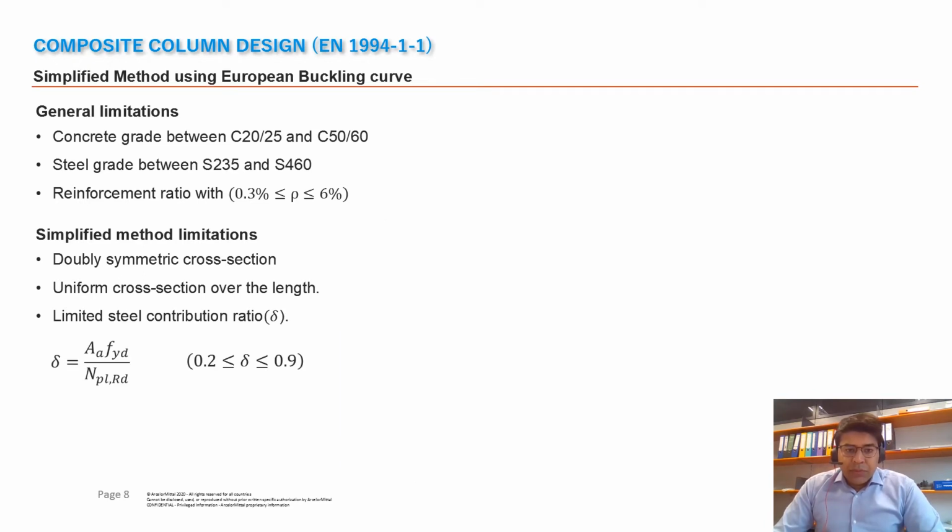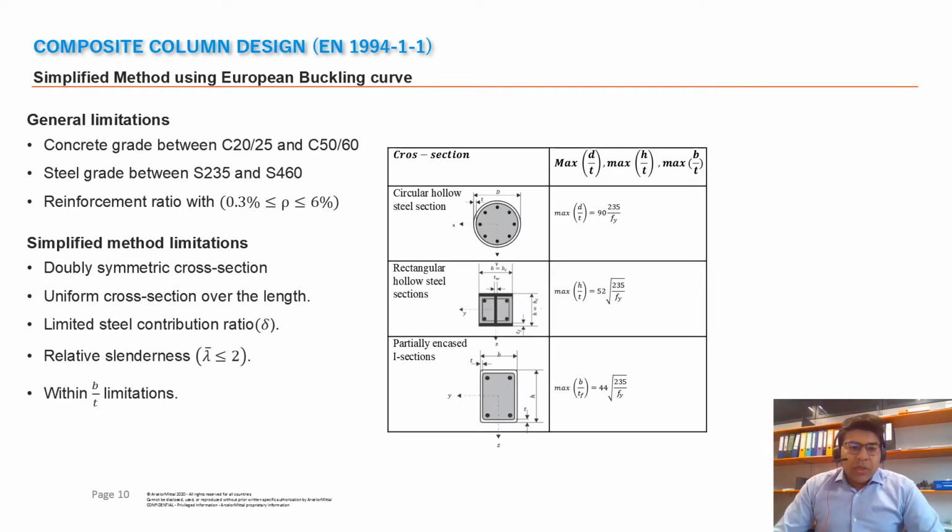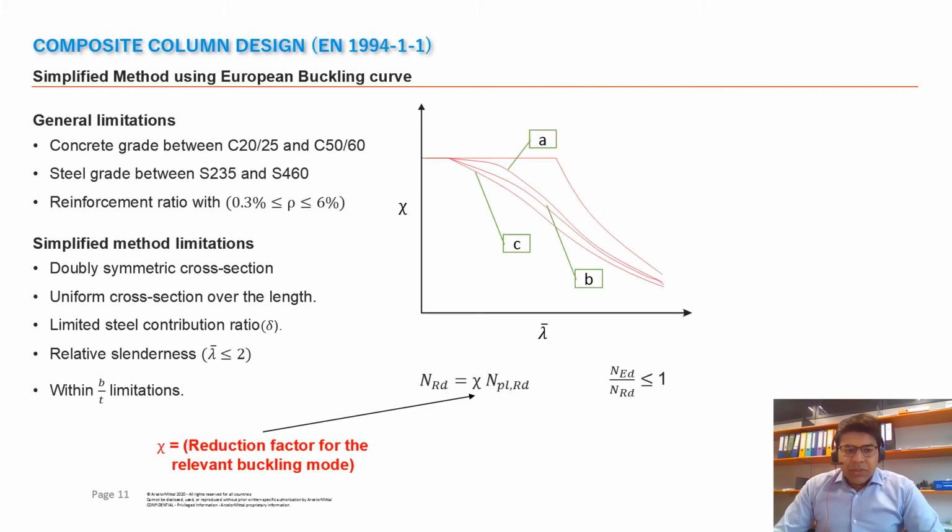The steel contribution ratio should vary between 0.2 and 0.9, and the relative slenderness should be less than 2. The b by t limitations for each cross section also need to be respected. Once we have these limitations checked, we can calculate the reduction factor using the European buckling curve, and eventually the resistance of the cross section.